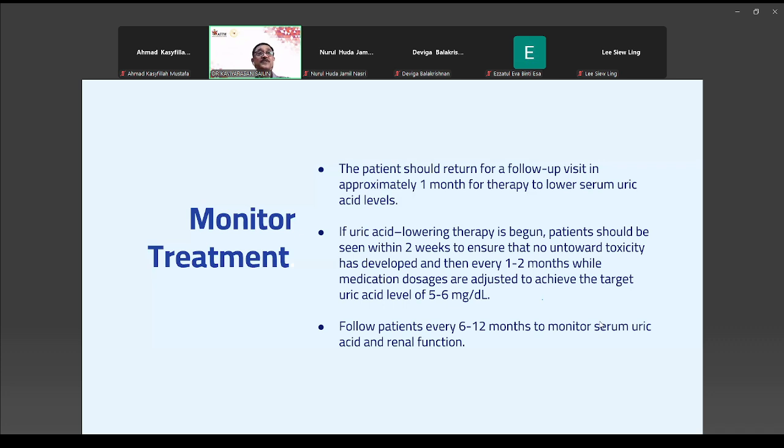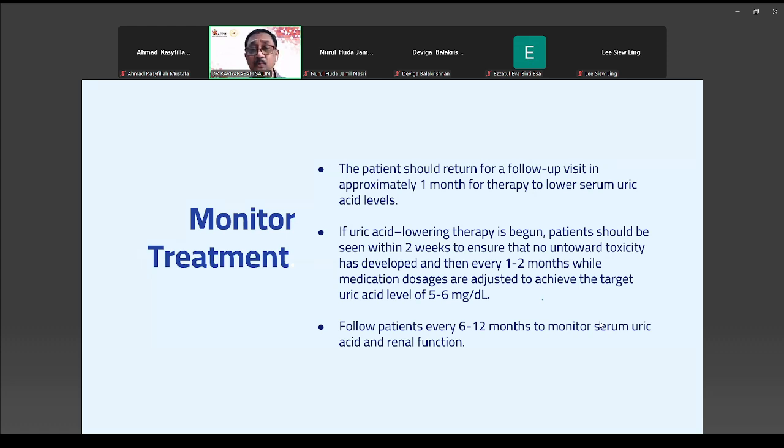But you also have to tell the patient to come back immediately if he has any side effect from the medications you are treating with. Like if you start an NSAID and there's black stool, melanic stool, he has to come back. Then if uric acid lowering therapy is begun, the patient should be seen within 2 weeks to ensure that there is no untoward toxicity, because with allopurinol, a lot of patients develop Stevens-Johnson syndrome. So you have to be very careful, and tell them these are the side effects.